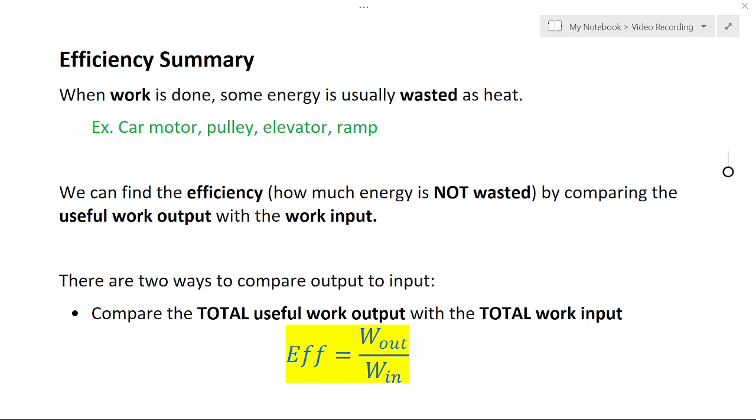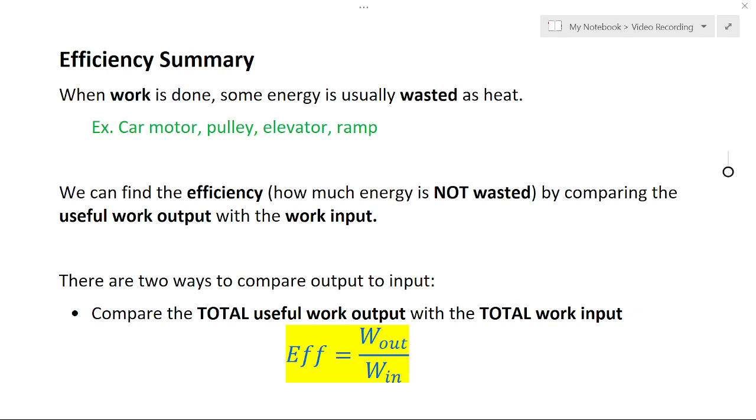And some of the energy is wasted by heating up the motor. It's wasted with friction with the ground and the bearings of the wheels of the car. There's lots of wasted thermal energy that is not useful. So the efficiency is the percentage of the work that is useful.